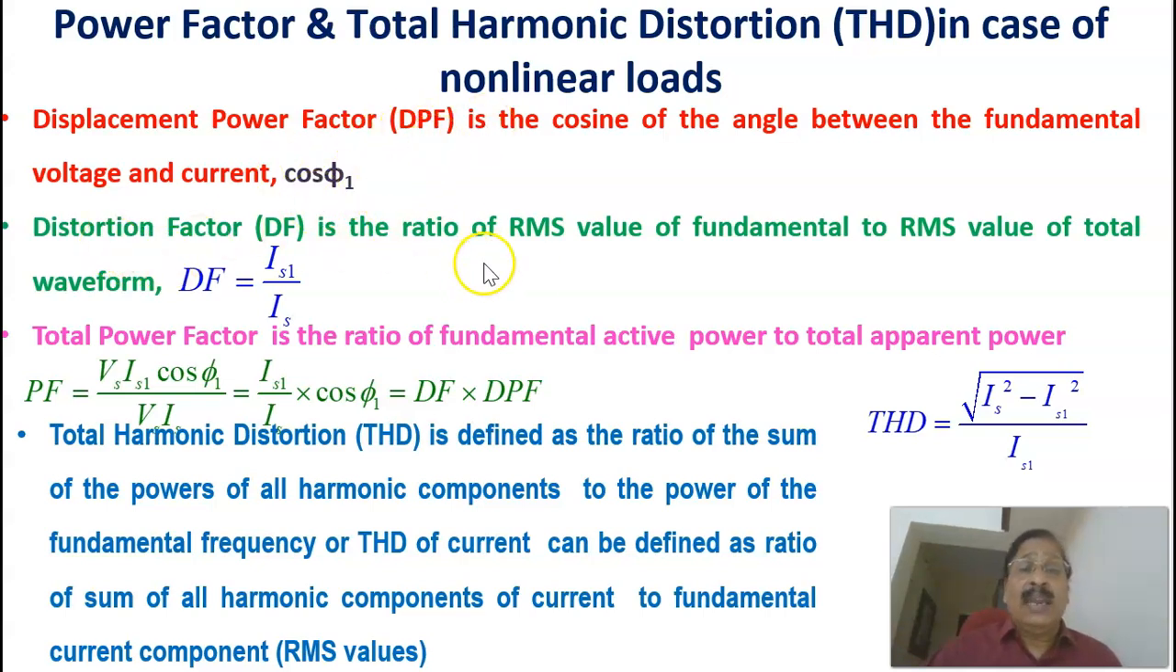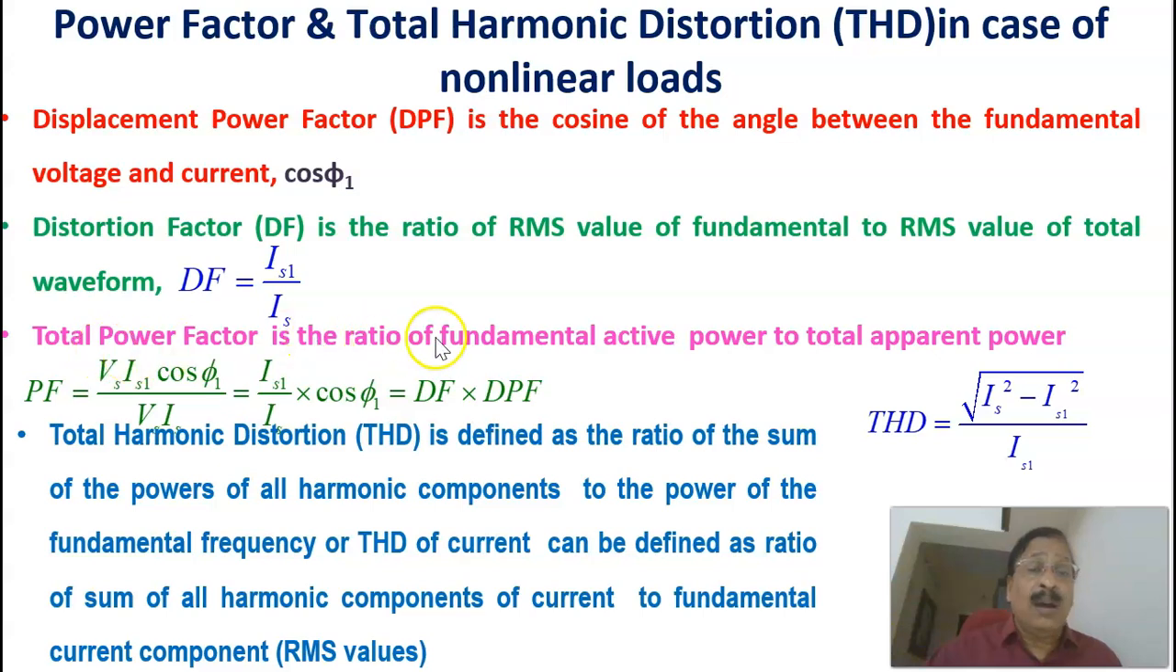And distortion factor is the ratio of the RMS value of the fundamental to the RMS value of the total waveform. Therefore, distortion factor is Is1, the RMS value of the fundamental, divided by the RMS value of the total signal, Is. That is the distortion factor.